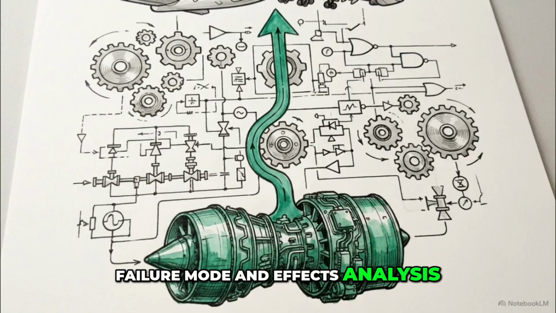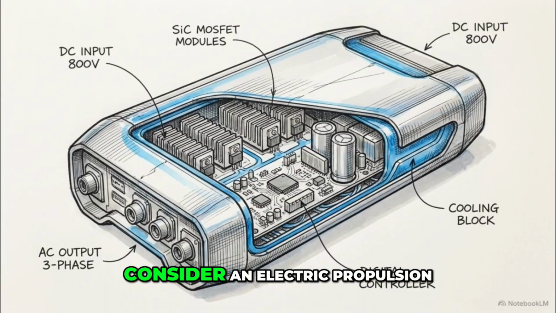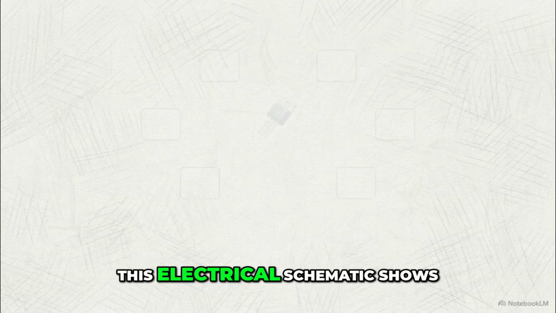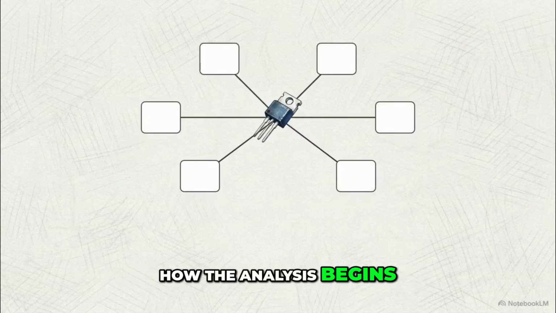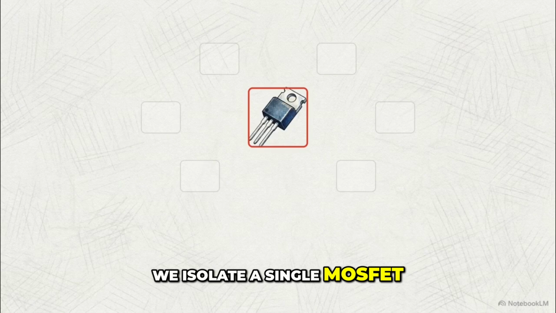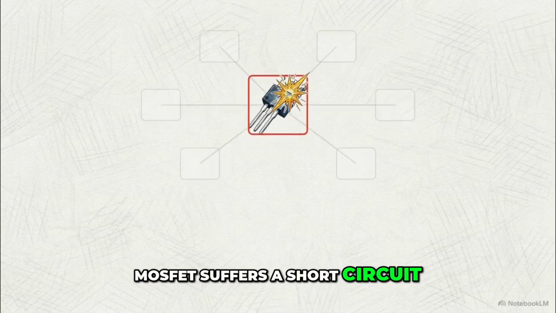Failure mode and effects analysis, or FMEA, is an inductive bottom-up framework that asks one core question: how can this specific part fail? Consider an electric propulsion inverter used in modern flight architectures. This electrical schematic shows how the analysis begins at the lowest component level. Here, we isolate a single MOSFET. We then determine what happens when this specific MOSFET suffers a short circuit.